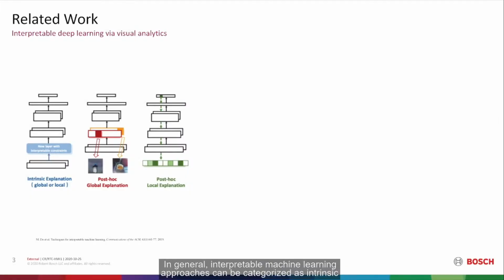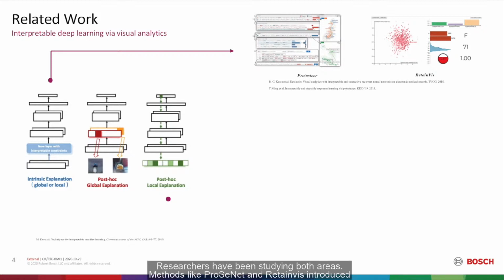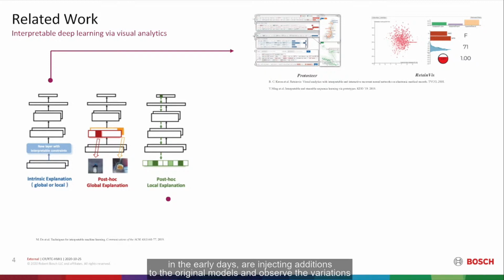In general, interpretable machine learning approaches can be categorized as intrinsic explanation and post hoc. Intrinsic explanation often utilizes built-in explanation mechanisms while training an inherently interpretable model. In contrast, post hoc approaches interpret the machine learning model and outputs after training. Researchers have been studying both areas. Methods like ProSeNet and RetainVis, introduced in early days, inject additions to the original models and observe the variations while training the models.